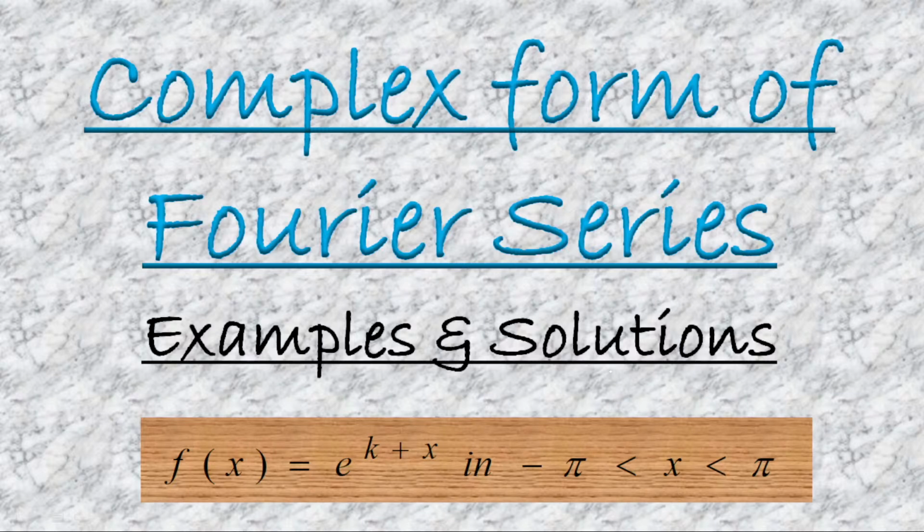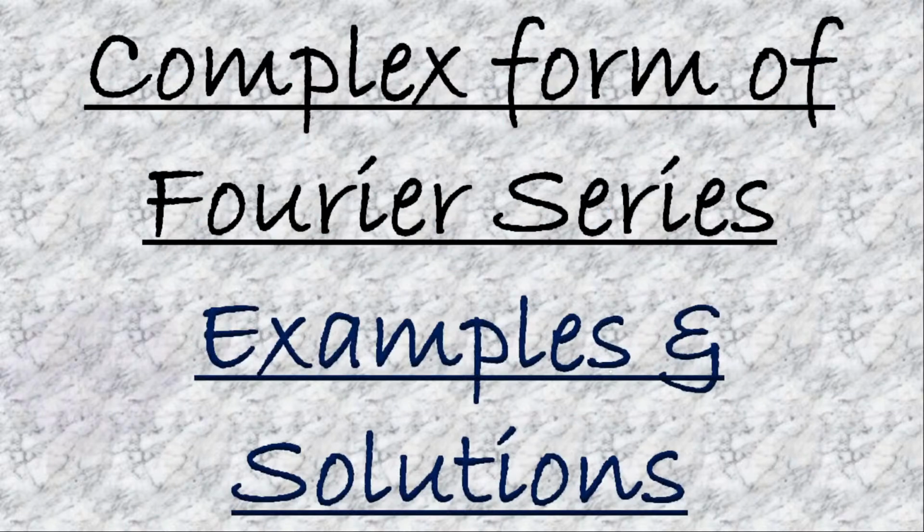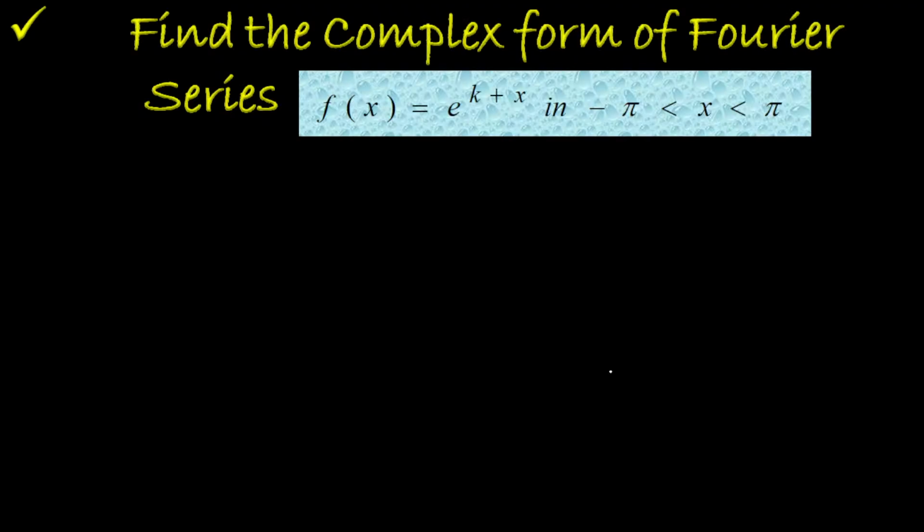In this video, let me discuss examples under the complex form of Fourier series. Let me take the example. Find the complex form of Fourier series of f of x equal to e power k plus x in the interval minus pi to pi. The given function is in exponential form. That is, the given function f of x equal to e power k plus x is defined under the interval minus pi to pi.